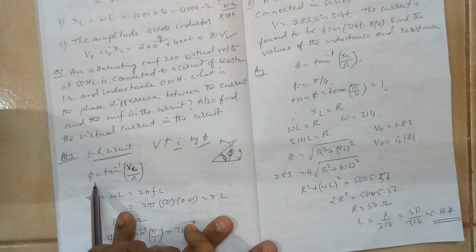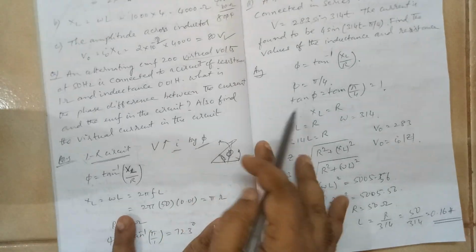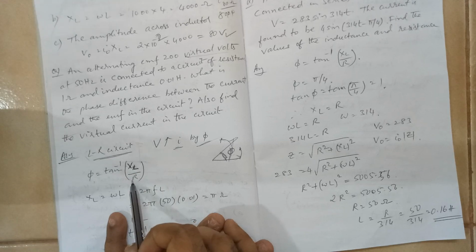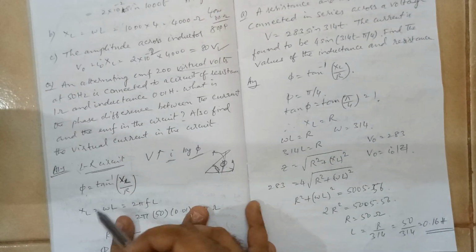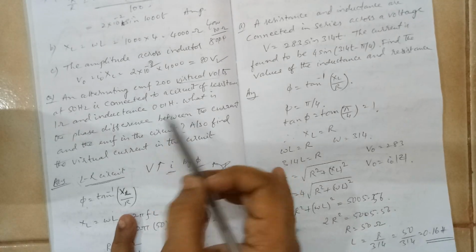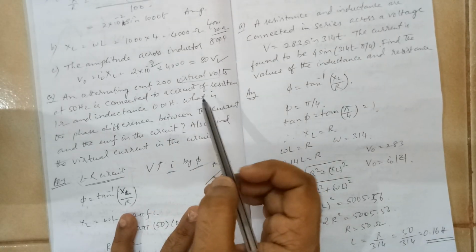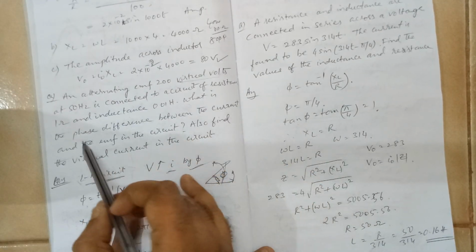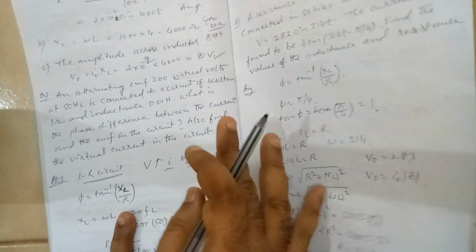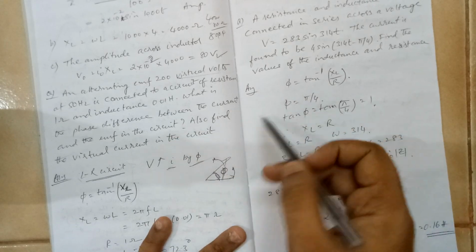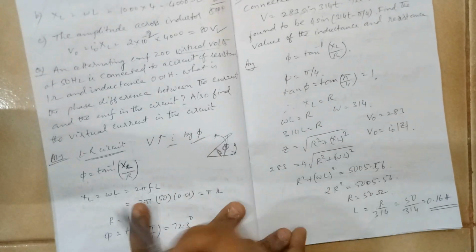So the phi value is, we know the formula, tan inverse of XL by R. So why have we taken this? Because of the circuit. Which type of circuit is this? There is an inductor and there is a resistor. Specifically, they will not tell you that it is an LR circuit. You have to make it out. So this is an LR circuit, so you have to put that formula.